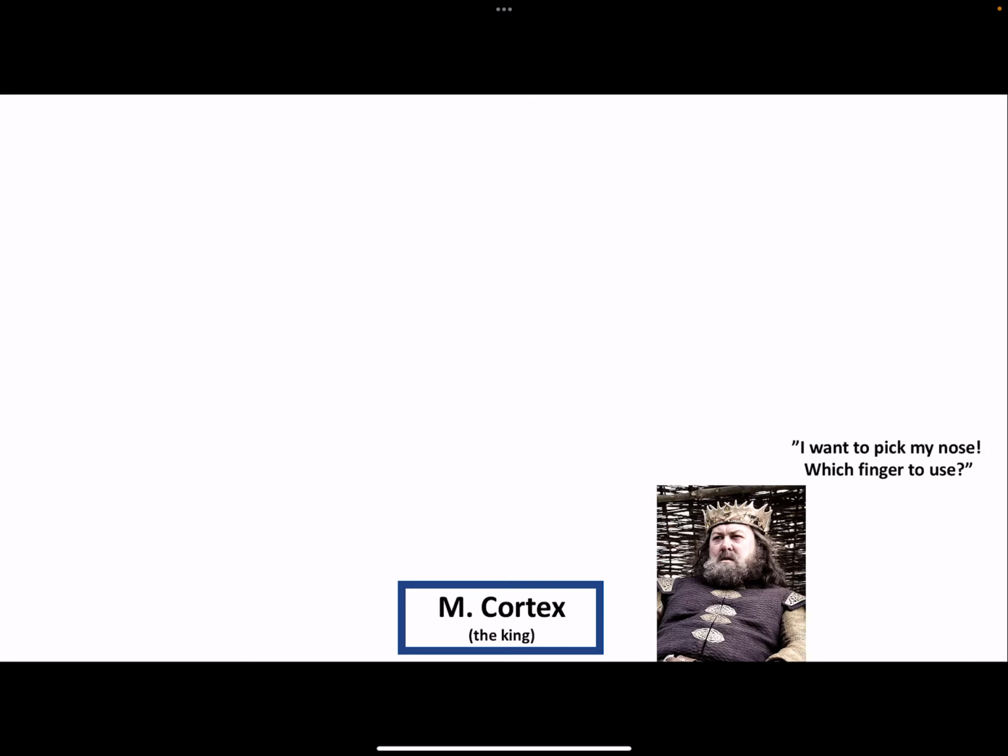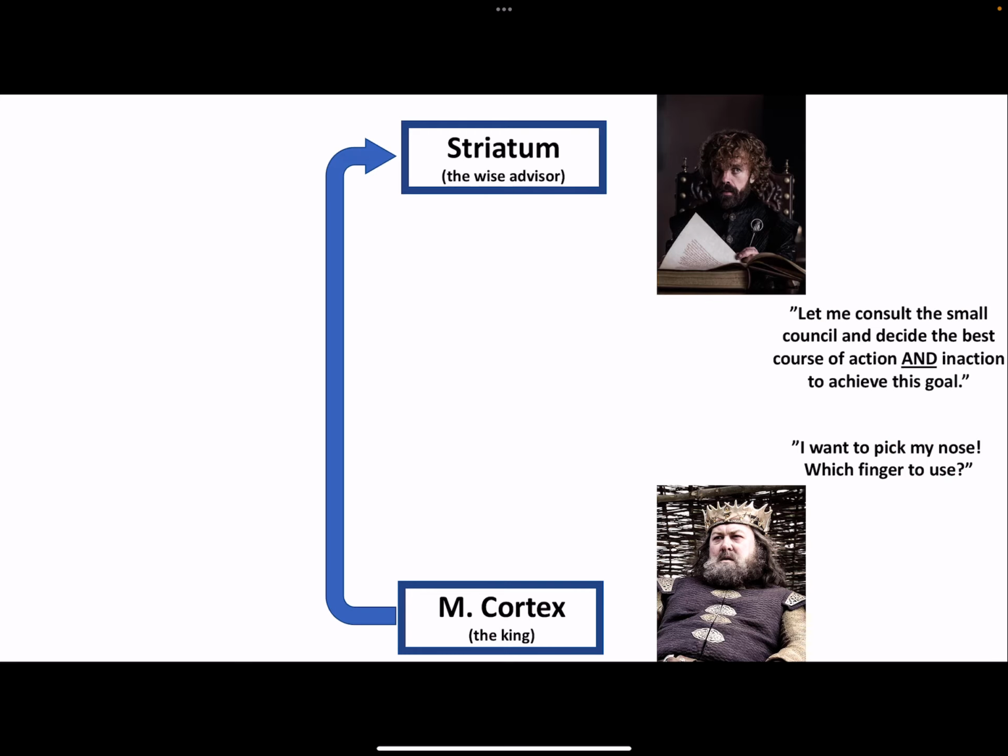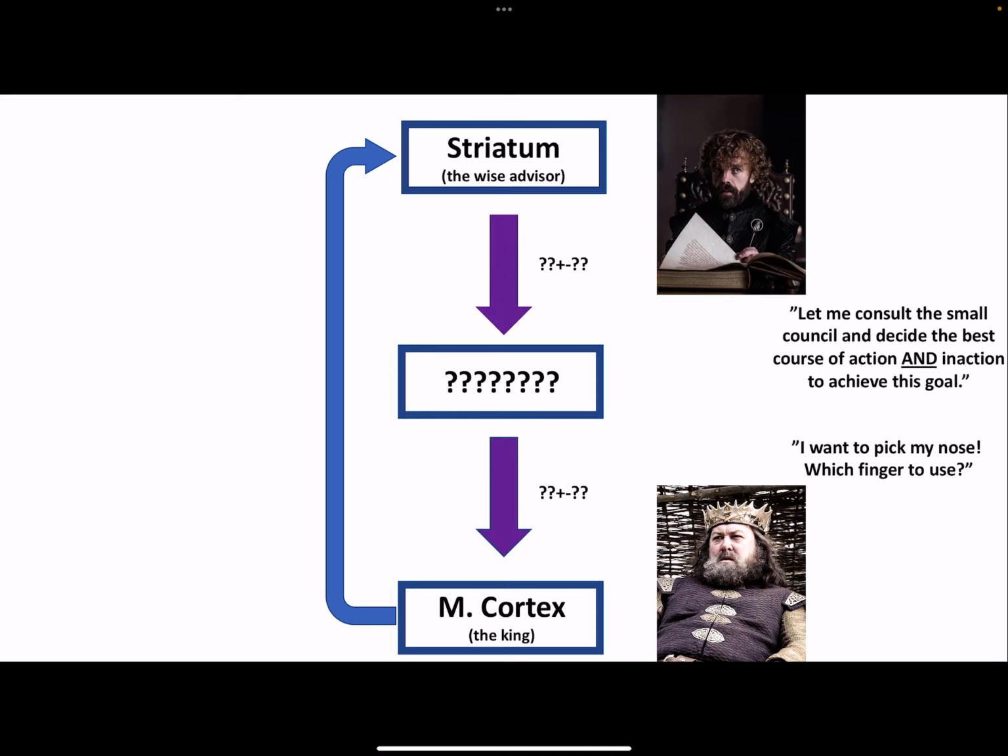All right. So the king says, I want to pick my nose. Which finger should I use? And it's going to consult the striatum, and the striatum is as much of a jerk as the king is. It wants to help the king, so it's going to initiate a bunch of different things, turning things on and off to help this happen.